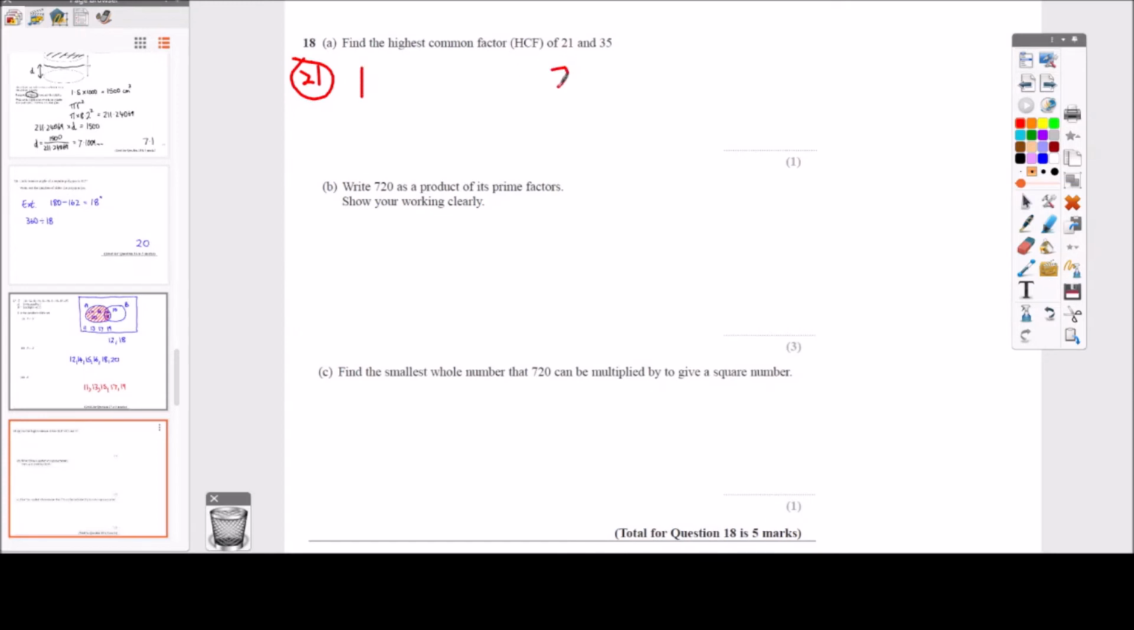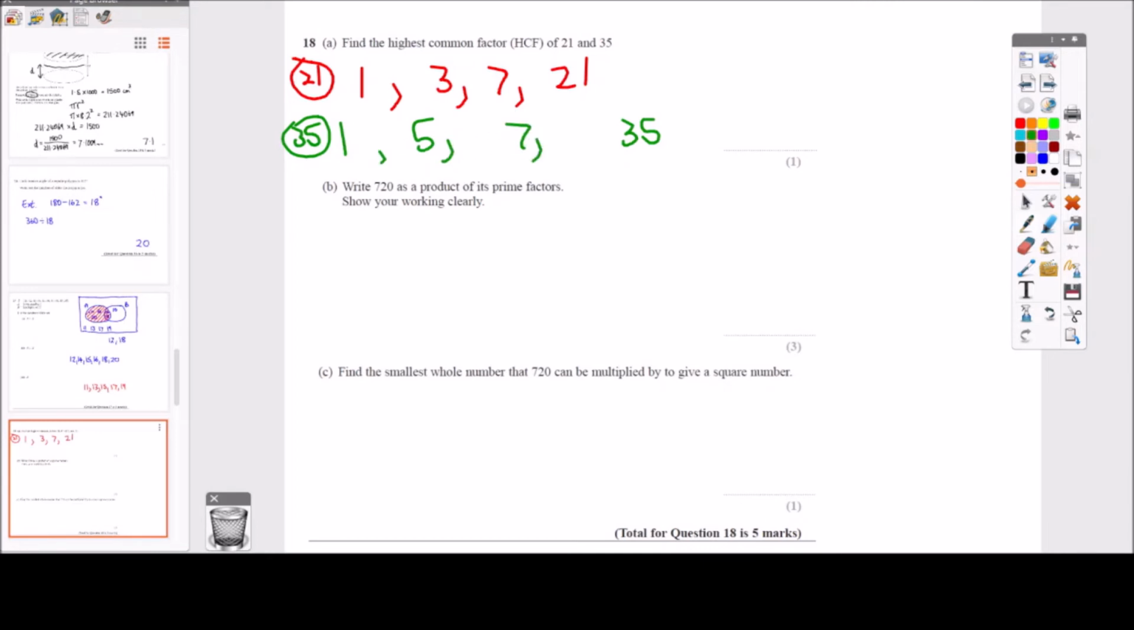So 1 times 21 and 3 times 7. Those are the only factors of 21. Factors of 35. So 1 times 35, 5 times 7. I think that's it, isn't it? It's not divisible by 3. I think that's it. So the highest common factor, so the common factors, which numbers are on both lists, are the 1s and the 7s. So the highest common factor is 7.